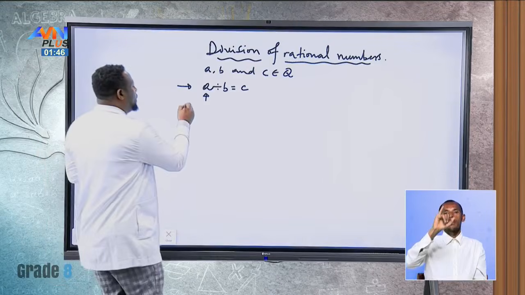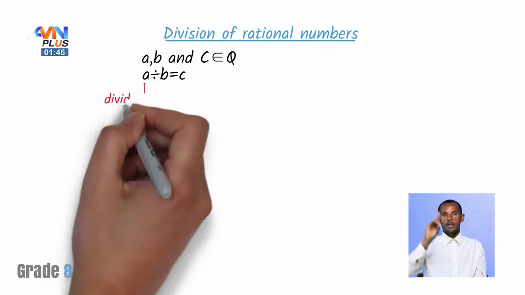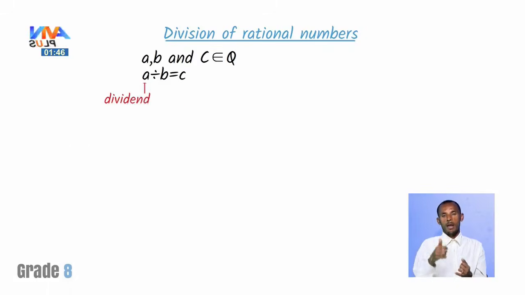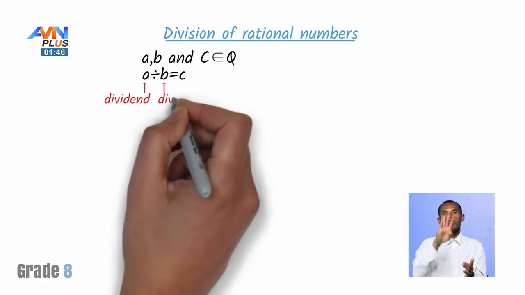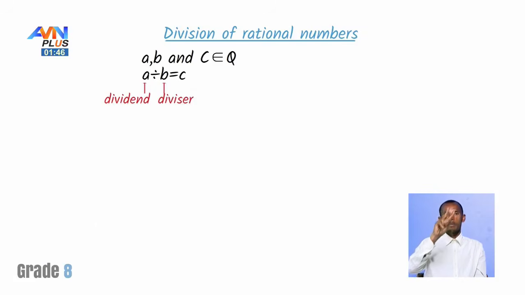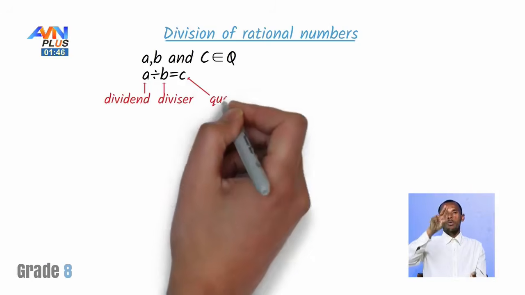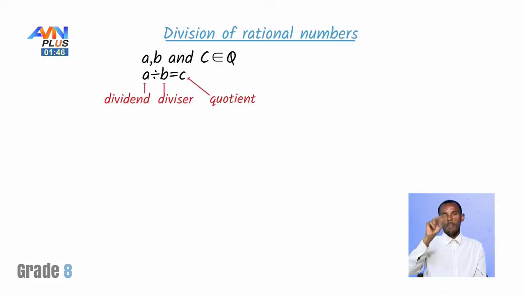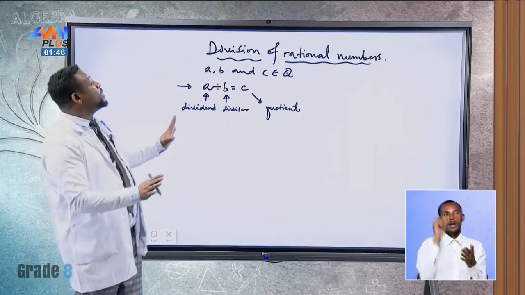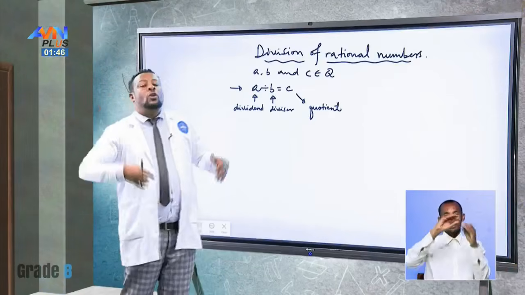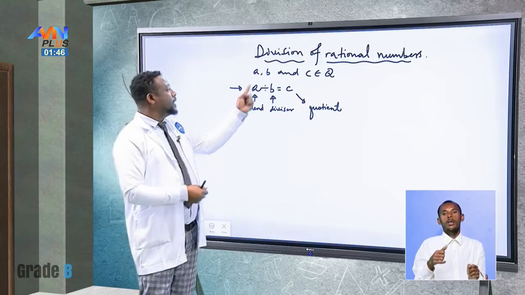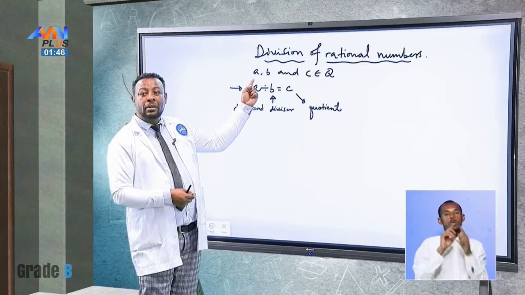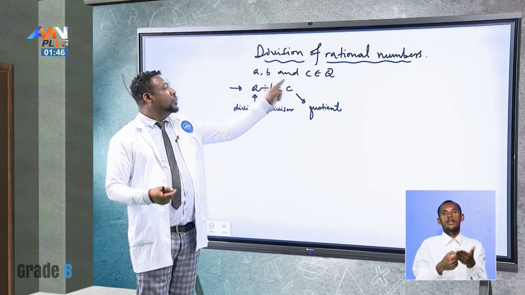A is called dividend. And B is called divisor. And C is called quotient. Okay? You need to be familiar with different terminologies associated with division of rational numbers. So whenever I say dividend, you understand that I'm talking about this number, divisor, B, quotient, C.